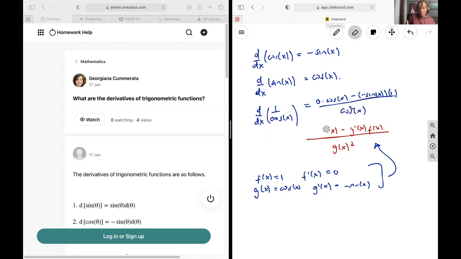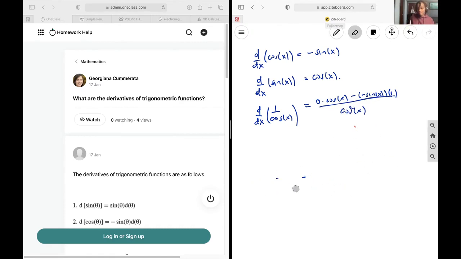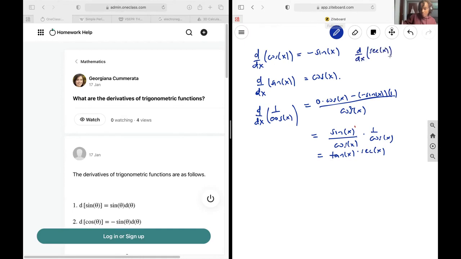So we can go ahead and erase everything down here, and then we can simplify this. So this becomes sine x over cos x times 1 over cos x, and this will just give us tan x times secant x. And so that means that we can just state up here that the derivative of secant x is equal to tan x times secant x.